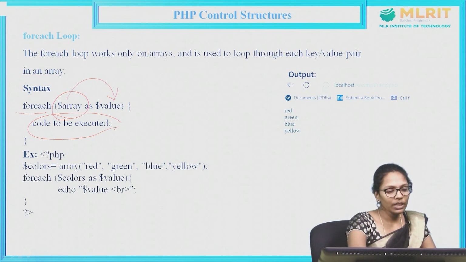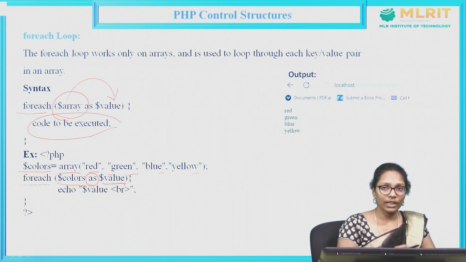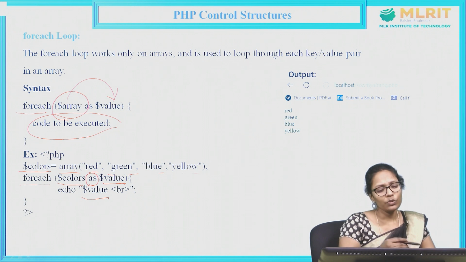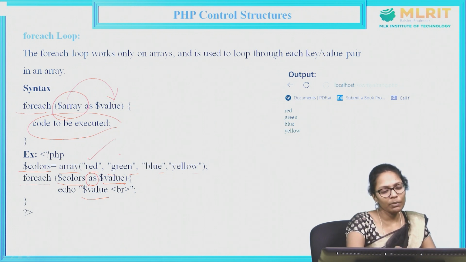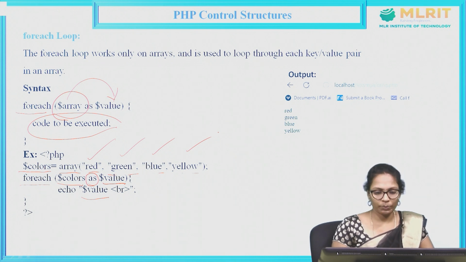So here I'm taking one array with 4 different values. For the foreach loop I'm using $colors as the array name, and $value as the variable. So each time, one of the colors from the array will be assigned to $value. So that corresponding $value I am printing. So first time $value will be red, second time green, third time blue, the fourth time yellow, fifth time there is no value, the array is over, then the control will come out of the loop. So that is about the foreach loop.